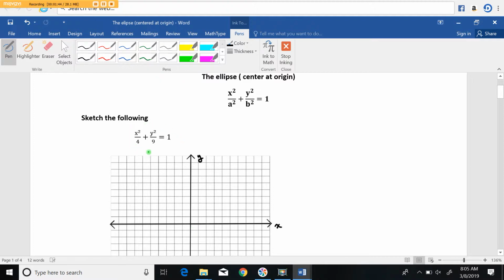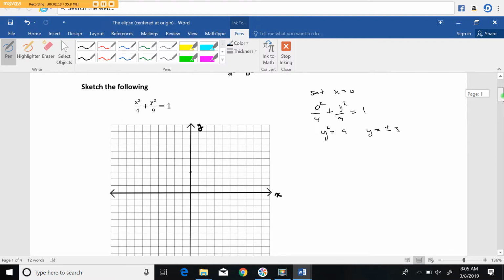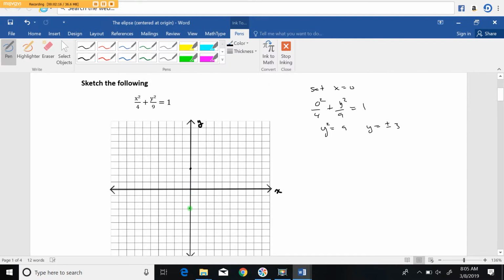So I'm going to take this equation here. Let's start by setting x equal to 0. This is going to read 0 squared over 4, plus y squared over 9 equals 1. If we solve this for y, we get y squared equals 9, so y equals plus or minus 3. Now we'll put these points on the graph. If x is 0, y could be 3, 1, 2, 3, or minus 3, 1, 2, 3. There are 2 points on the graph.